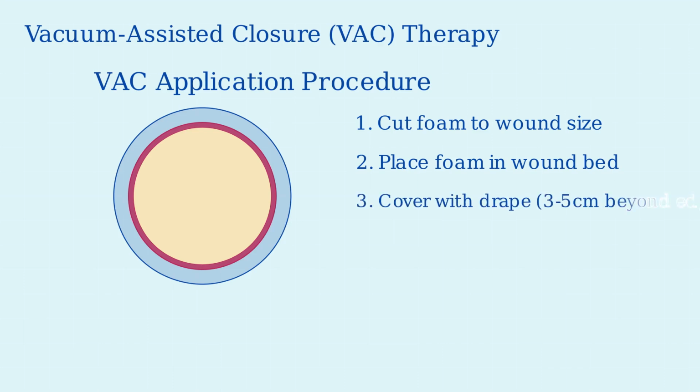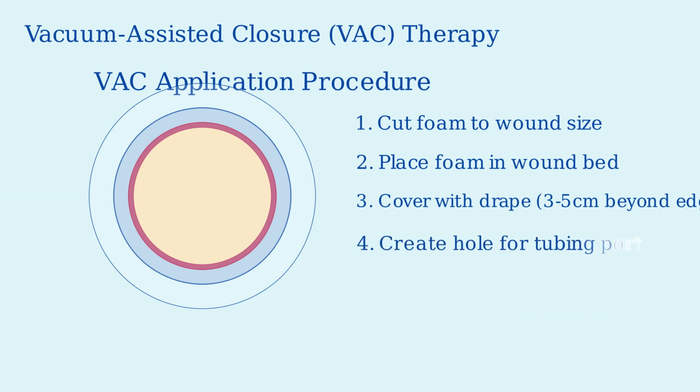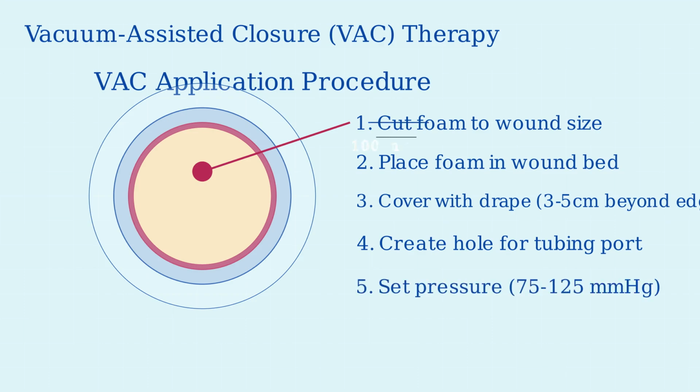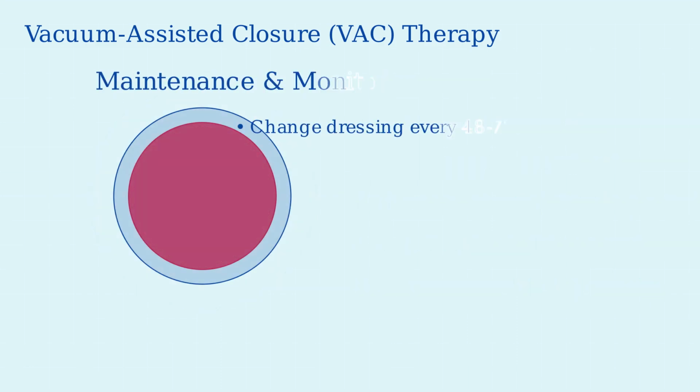Next, cover the foam with an adhesive drape, extending 3 to 5 centimeters beyond the wound edges to create an airtight seal. Create a small hole in the drape for the tubing port and apply the port directly over this hole. Finally, connect the tubing to the VAC pump and set the prescribed negative pressure, typically between 75 and 125 millimeters of mercury. For proper maintenance, change the VAC dressing every 48 to 72 hours or as clinically indicated.